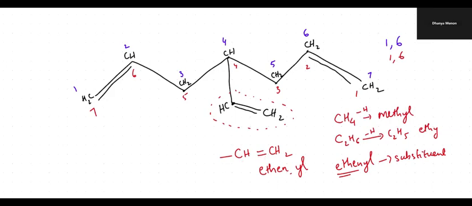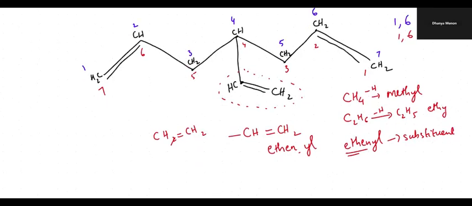Usually ethene is CH2 double bond CH2, and one hydrogen has been removed. So we get this group, and this is the ethene group with one hydrogen removed, like methyl, ethyl, same way ethenyl group. Okay, so what is the name? We name it as what? At the fourth position, we have the substituent. What is the name of the substituent? 4-ethenyl.